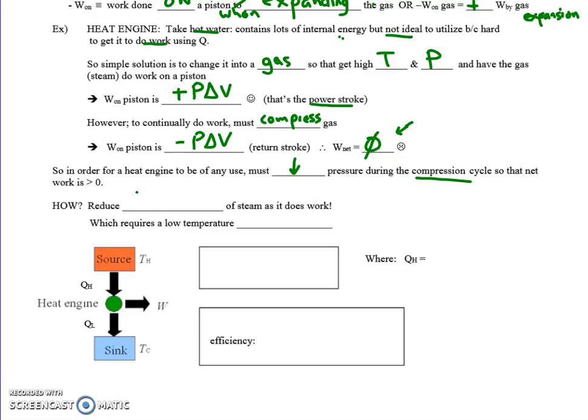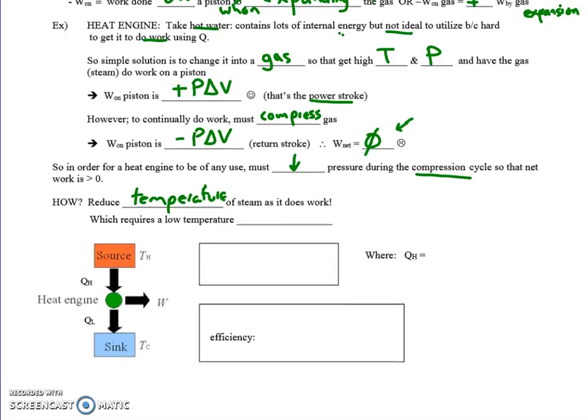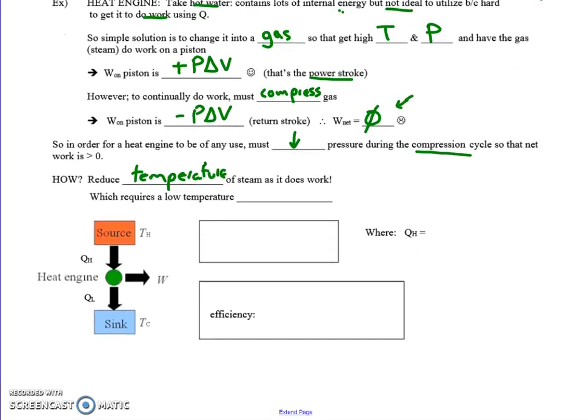We reduce the temperature of the steam as it does work, using the gas laws. Okay, so when I compress it, I've got to reduce the temperature in order to reduce the pressure by the gas laws. So that requires a low temperature reservoir. Well, actually, instead of reservoir, a sink is the better term. And this brings about a whole different set of problems, which we'll talk about. So let's talk about this nice little schematic right here.